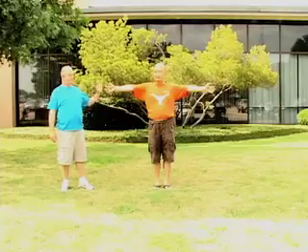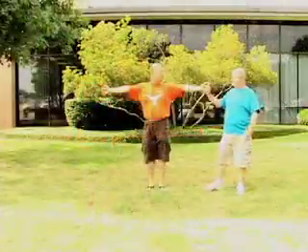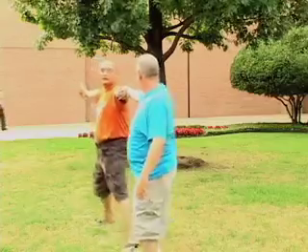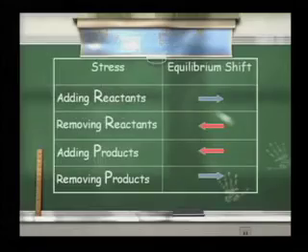Now, different types of stress will be applied to my equilibrium. When reactants are added to the system, the equilibrium will shift to the right. When reactants are removed from the system, the equilibrium will shift to the left. When products are added to the system, the equilibrium will shift to the left. When products are removed from the system, the equilibrium will shift to the right.